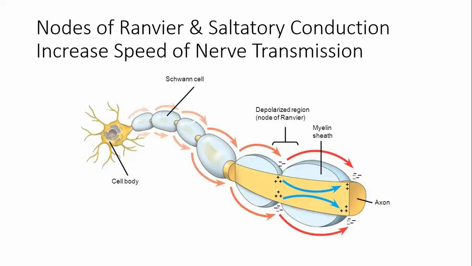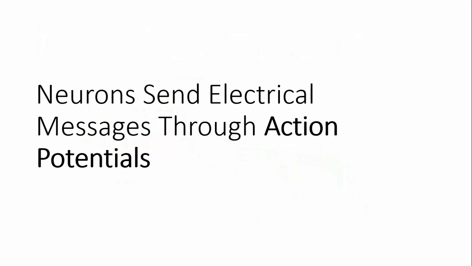Basically, they speed up the transmission of signals. Instead of the signal having to pass from here to here to here to here to here, the signal jumps from one gap in the myelin sheath to the next. And this jumping kind of conduction is called saltatory conduction. So if you run across that when you're in a college anatomy class or a college biology class, that's what it's talking about. This jumping conduction from point to point to point. So it's going to speed up transmission that way.